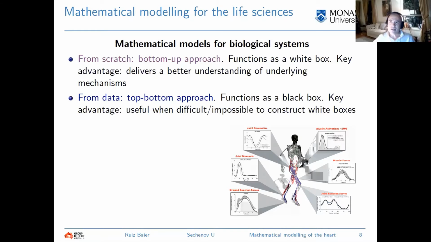In the specific case of life sciences, of mathematical models for biological systems, there are several ways of approaching that. And you will see during the course of your studies the two options, because both are very useful and they are employed in different circumstances. So one of them is the so-called from scratch, where you go bottom up. So you start building all the elements that describe the phenomenon that you want to model, knowing every little detail.